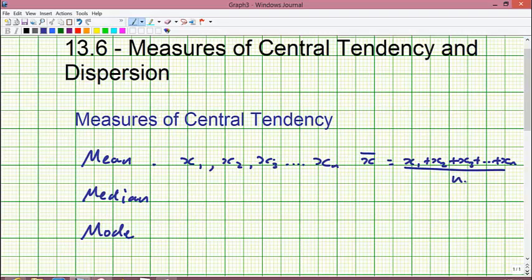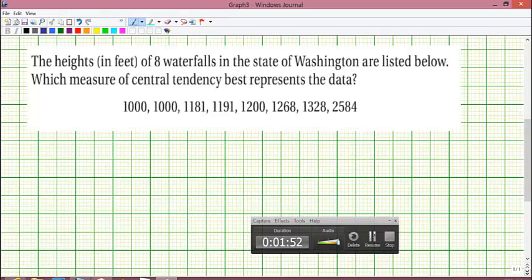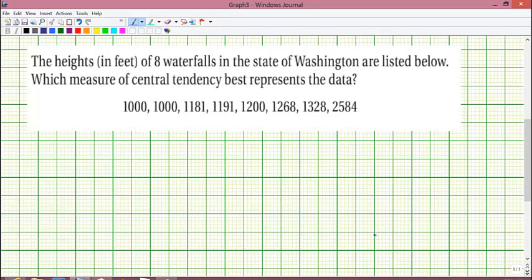Median is the central value when the numbers are written in order, and the mode is the commonest value. Okay, so we're going to look at a specific example and see how to calculate these, and maybe which one is the best measure in any particular case. Okay, so let's look at a specific example.